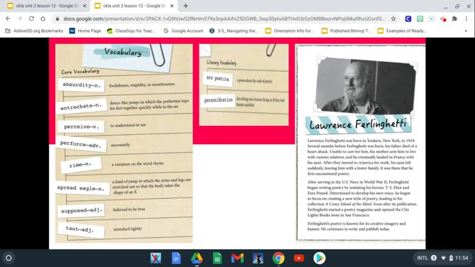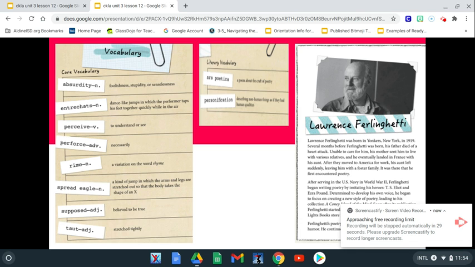So it's always good to have that background knowledge and know a little bit more about our poet and where he's from before we even go into our poem. Before we start our poem, we're going to stop right here and pick back up with our poem and begin reading it.